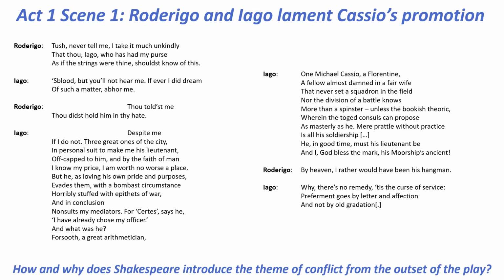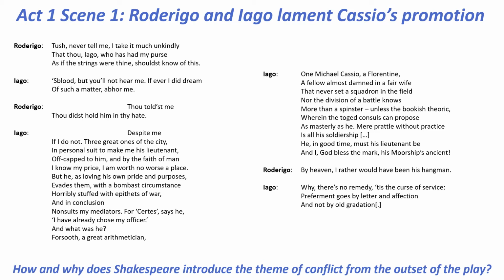And Roderigo's accusing Iago of being two-faced. He says, "Thou told me thou did hold him in thy hate." You told me that you hated Othello, so why have you somehow helped with the marriage? Roderigo's really put his finger on the main idea here, that Iago is duplicitous. He does deceive people. And then Iago tries to explain himself to Roderigo.